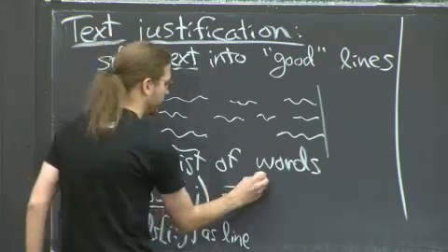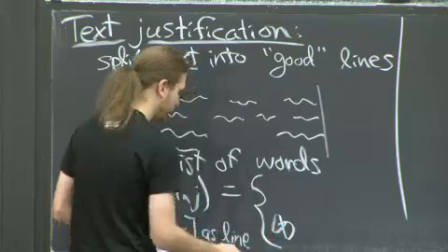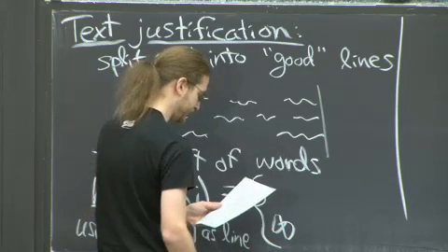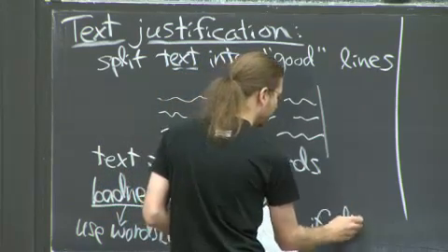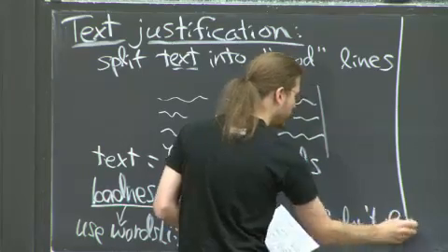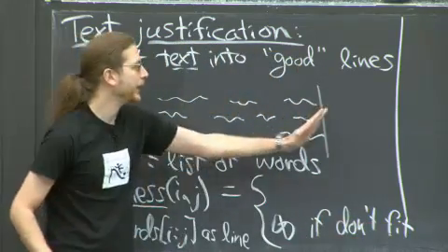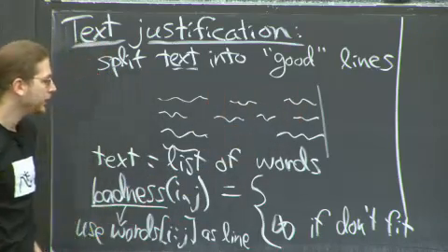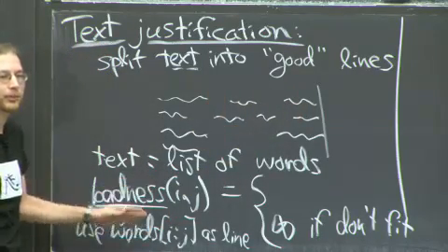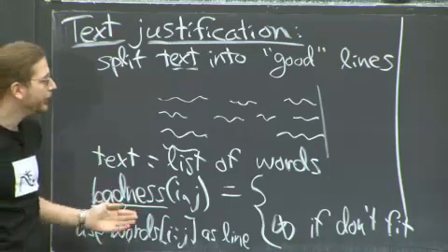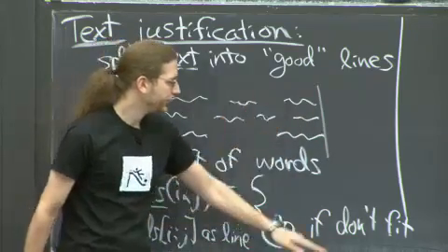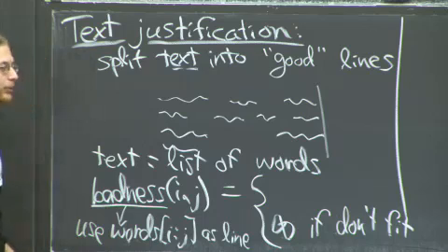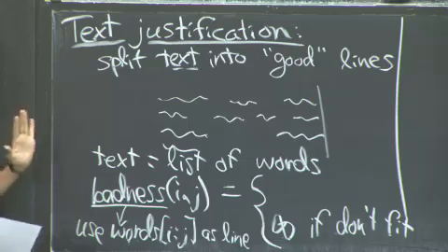OK, so there are going to be two cases. If they don't fit, I'm going to write infinity, because that's really bad. So I have some notion of how wide my line can be. And if the sum of the lengths of those words plus the sum of the lengths of the spaces, as small as possible, is bigger than the width of my screen or page, I guess, then I say they don't fit. And then I define badness to be infinity, meaning I never want to do that. This is actually LaTeX sloppy mode, if you want to be technical.